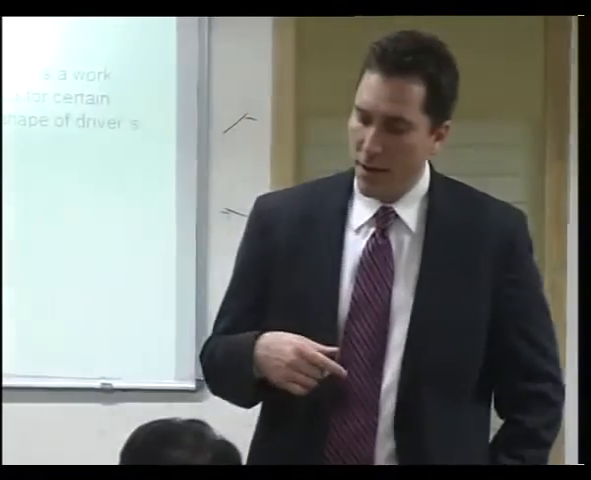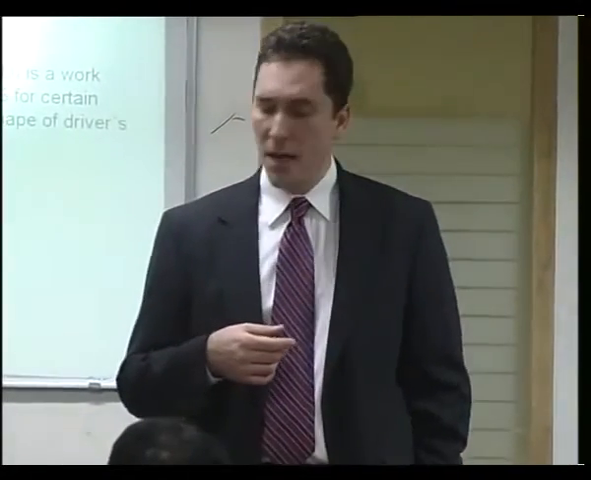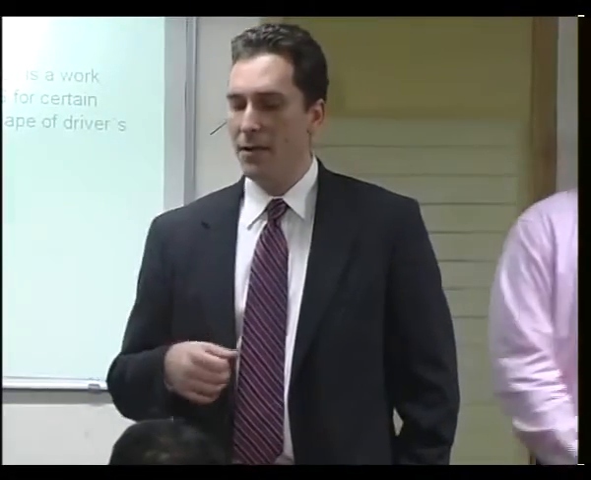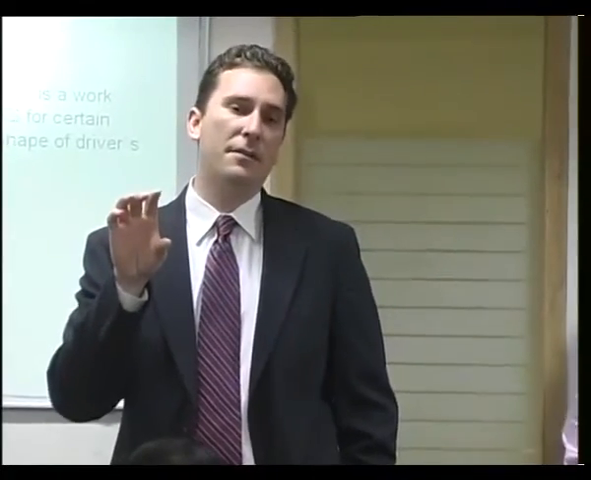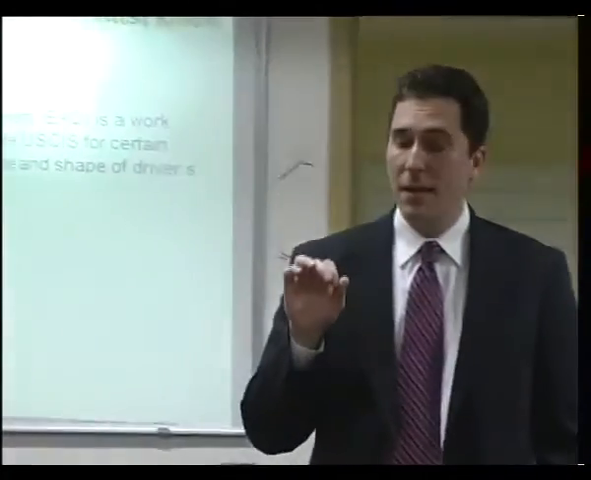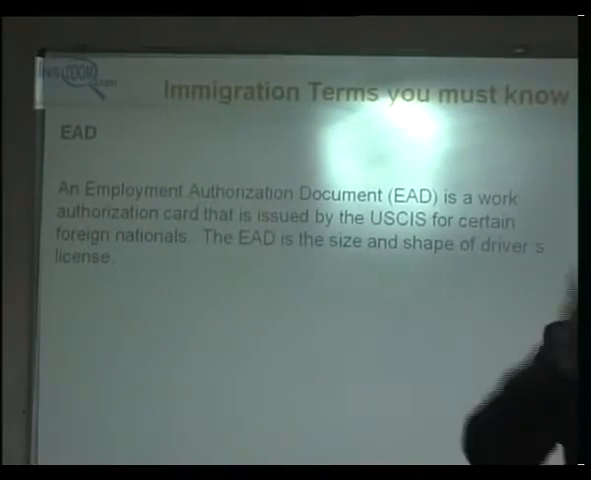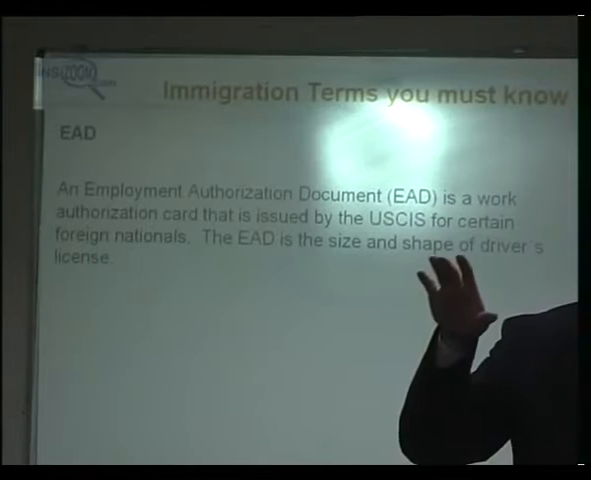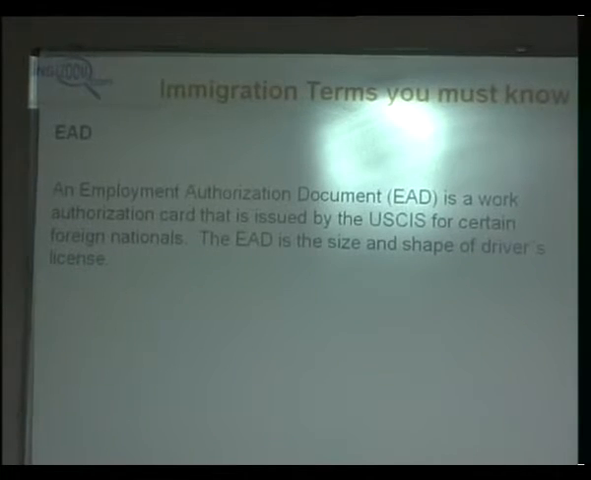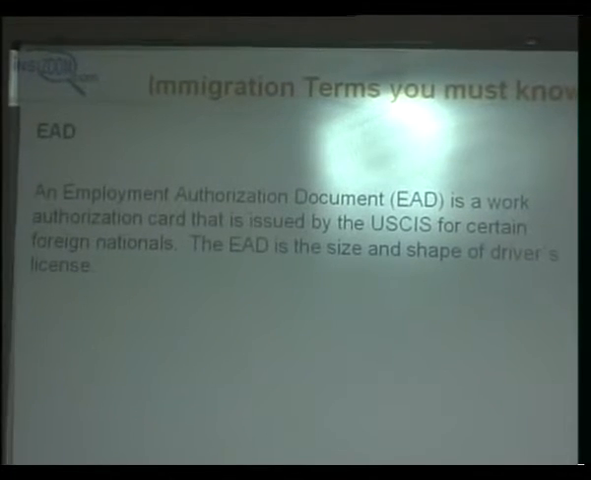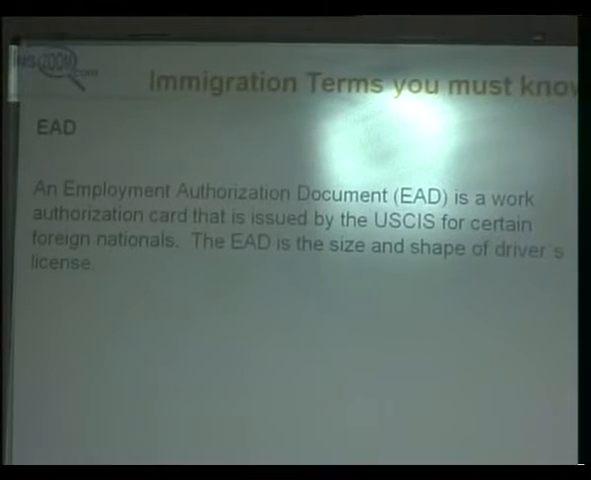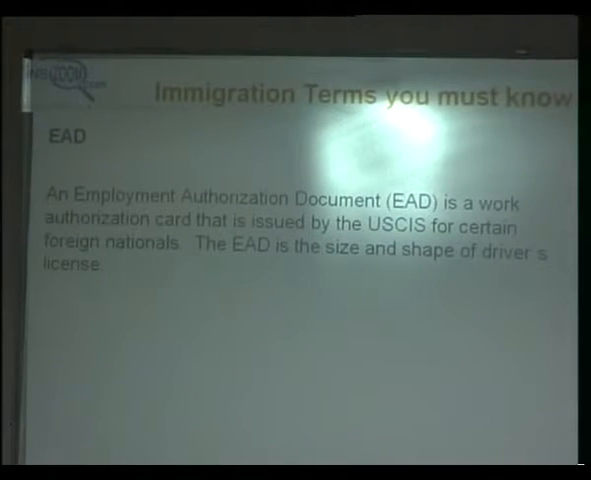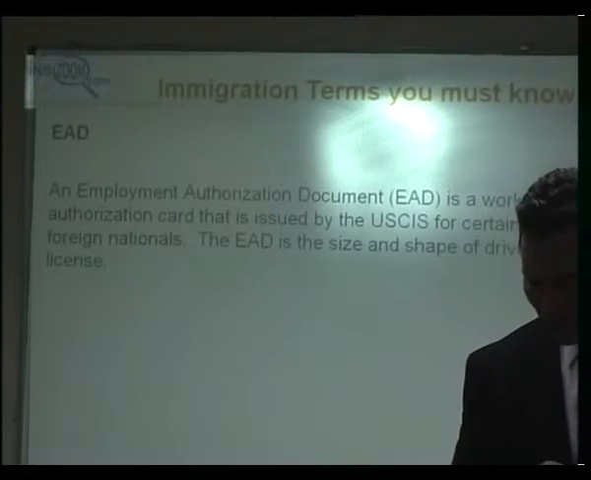EAD is a term you'll hear. It stands for Employment Authorization Document. It's a work permit, a card that is given in certain cases for immigration, that allows people to work in the United States, typically when they are advanced into the green card process. At the final stage of the green card process, they get an EAD card, and it's like a driver's license. Their face is on there, and it has a code on the back, so it could be scanned and things like that.